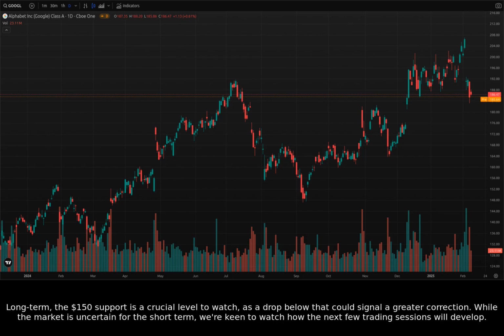Long-term, the $150 support is a crucial level to watch, as a drop below that could signal a greater correction. While the market is uncertain for the short term, we're keen to watch how the next few trading sessions will develop.